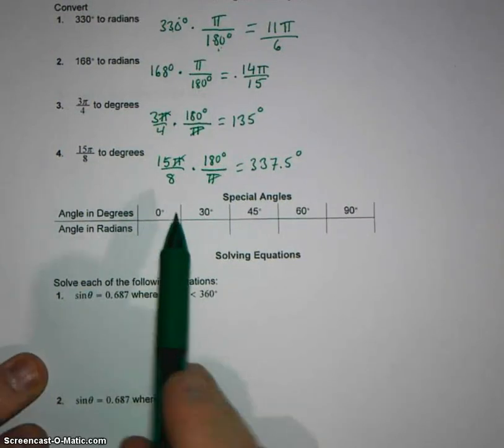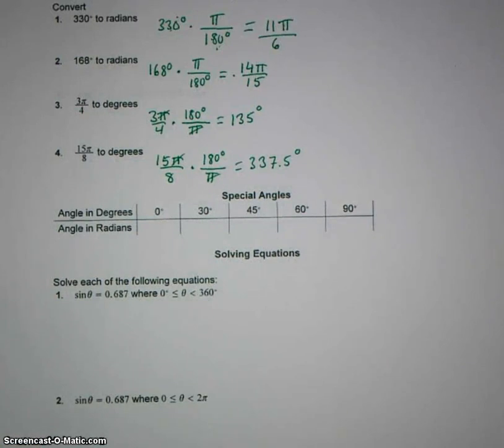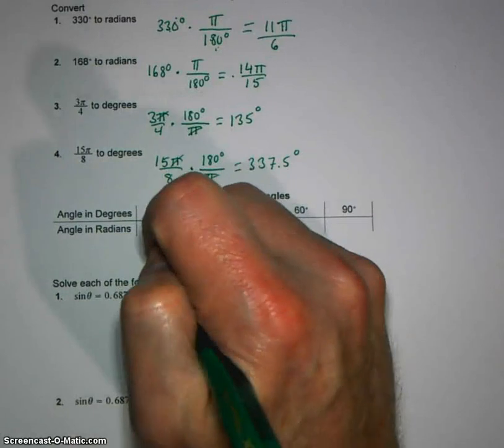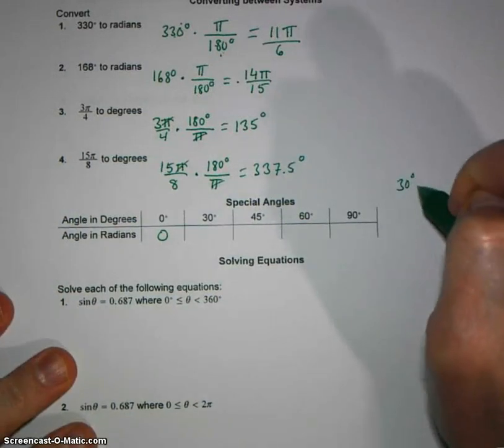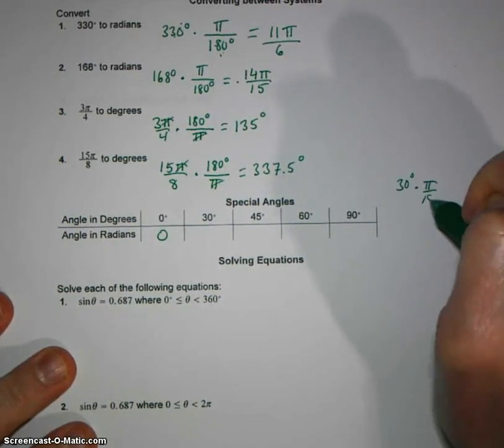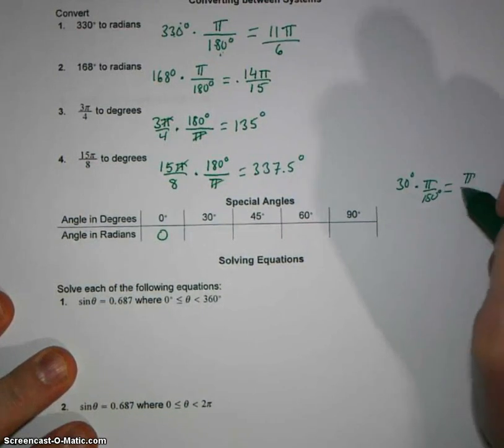Okay, we had a list of very, very special angles back a while ago. You should know sine, cosine, and tangent for those very, very special angles using degrees. You should also know them using radians. Now, 0 degrees is 0 radians. That one's easy. 30 degrees, you would take 30 degrees, multiply by pi over 180, and you would find, when you reduce, you get pi over 6.